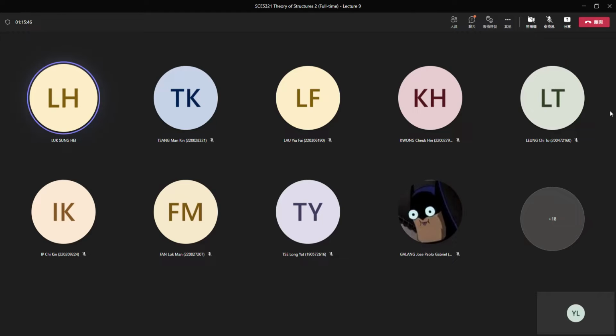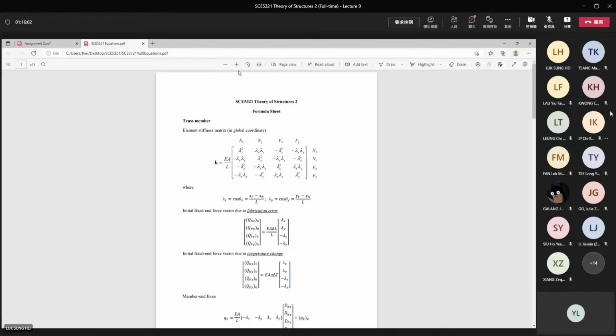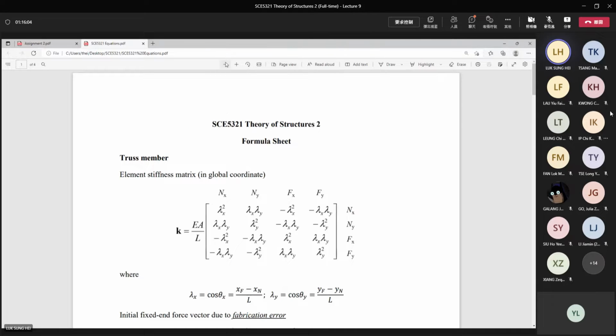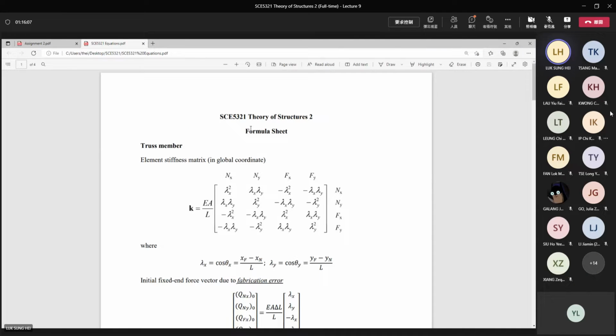Okay, these are something about assignment 2. And then we have a formula sheet. This formula sheet will be provided in the quiz. I just attached this formula sheet after the question paper.